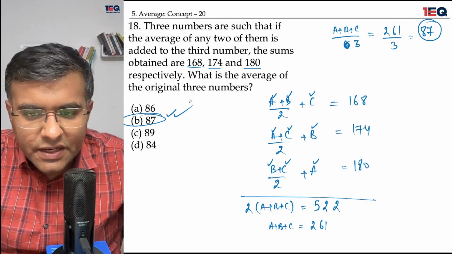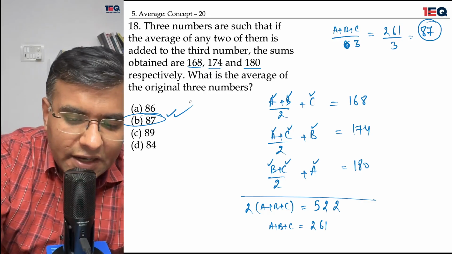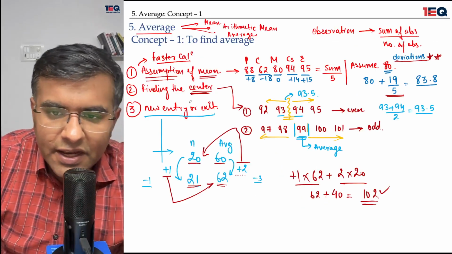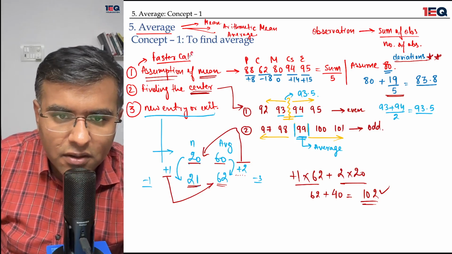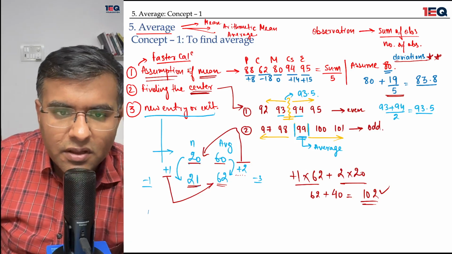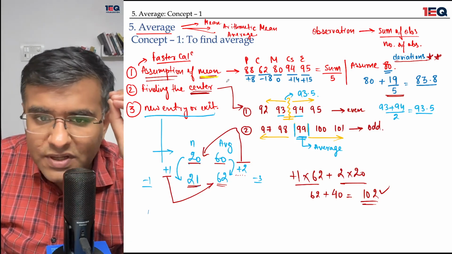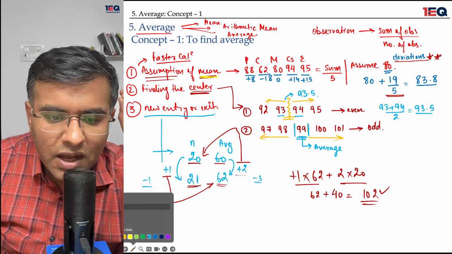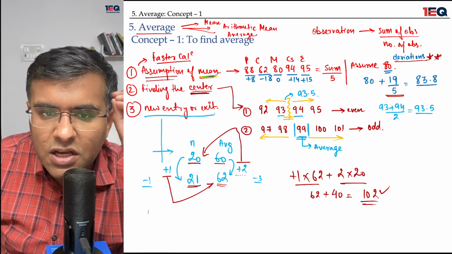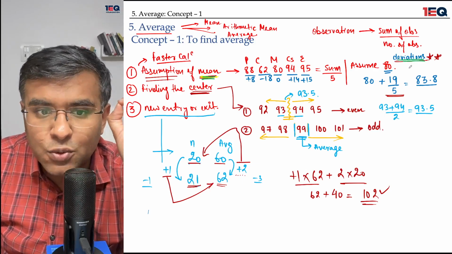I hope that is very clear. I'll take you back to the first slide and tell you the reality of this entire concept, this entire chapter. The reality is simple. The first one, that mean has to be assumed. Okay, the mean has to be assumed at many places. Once that is done, then we follow the deviation method to find out what is the actual mean.